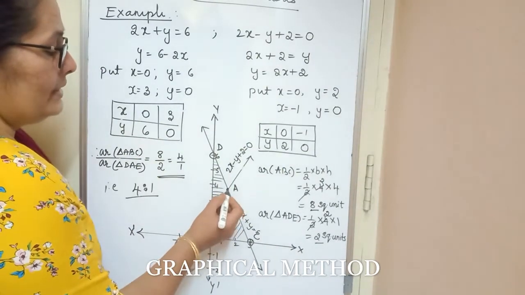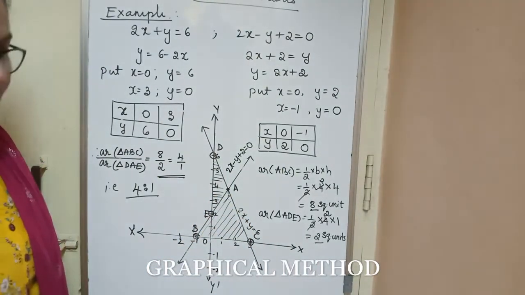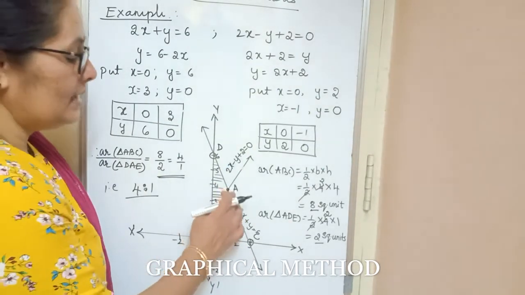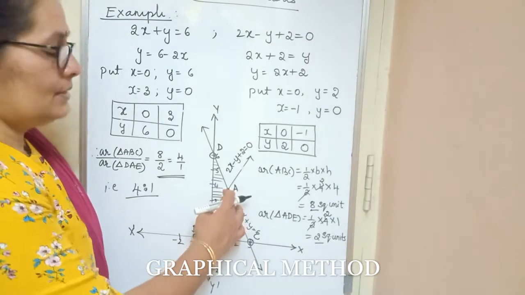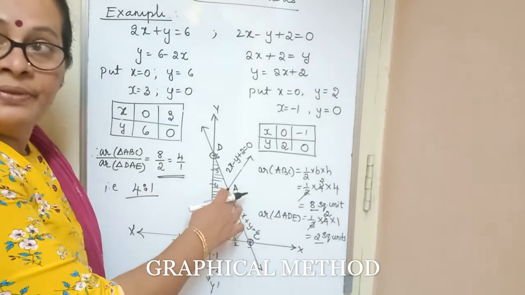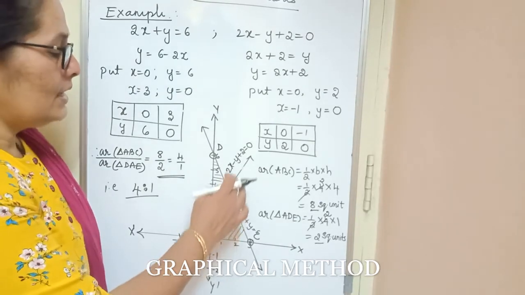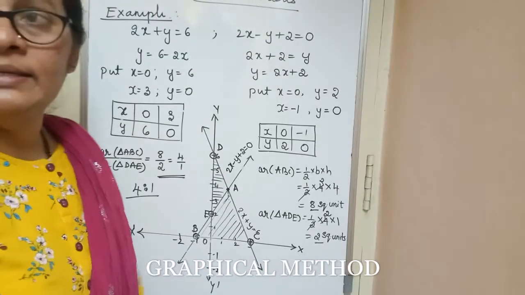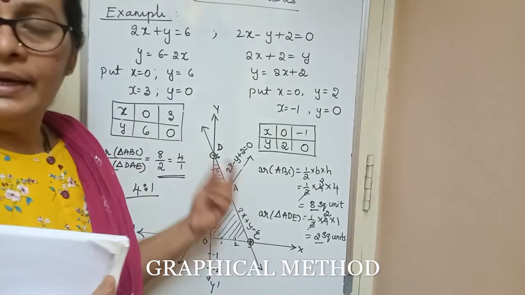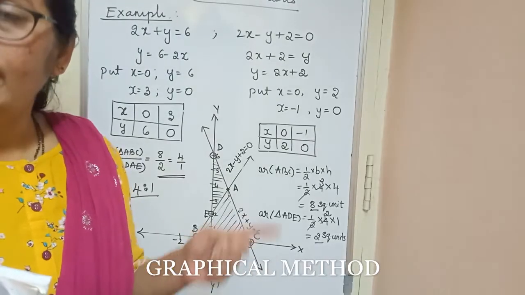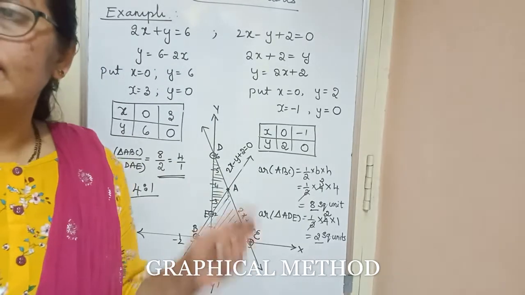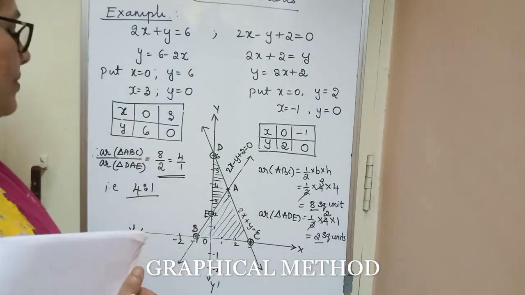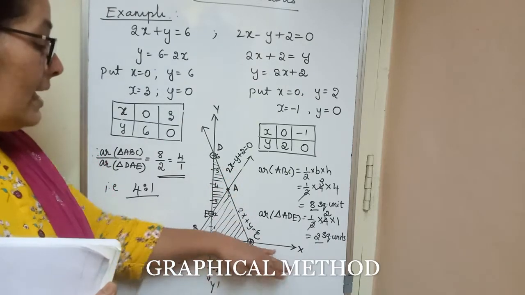Now, both the lines intersect at point A. So, this is the intersecting point, and this will be the solution of the equations. For intersecting lines, you will get only one solution. We call it a consistent pair of equations. Now we have to find the area of the triangle on the x-axis.